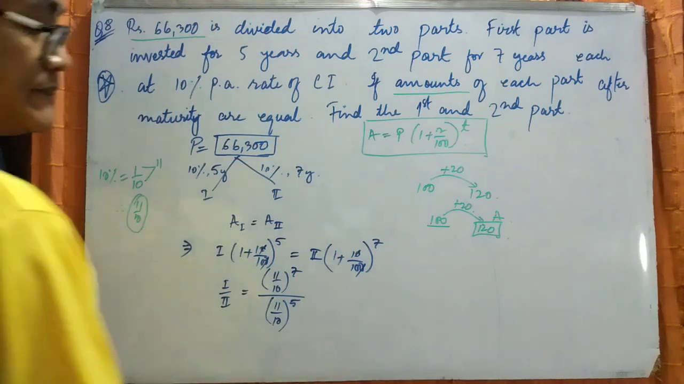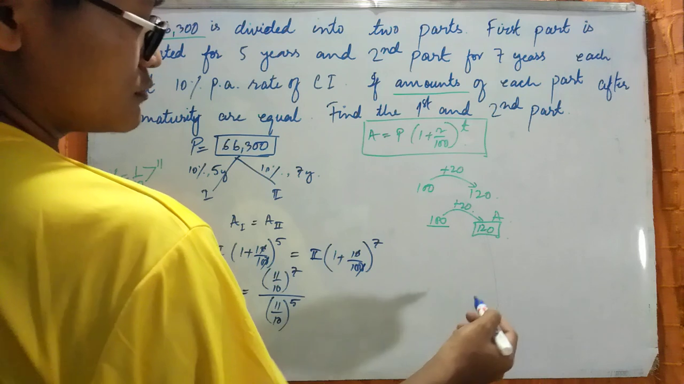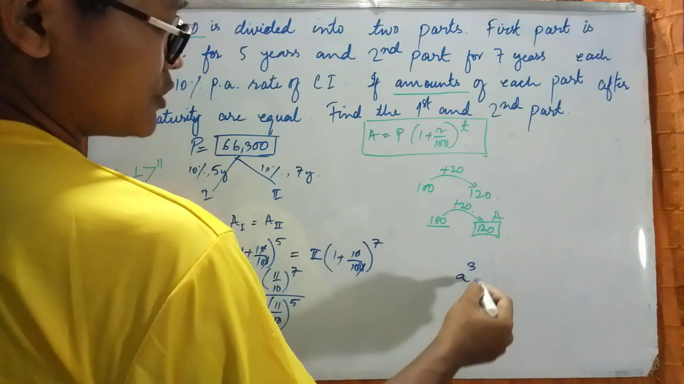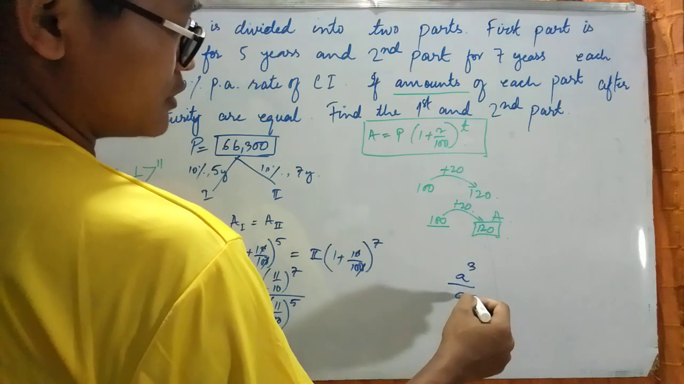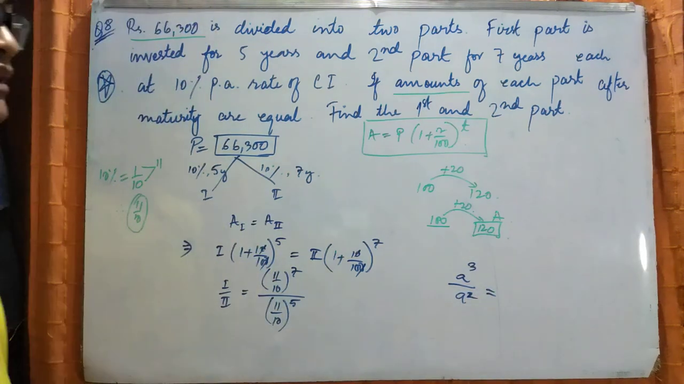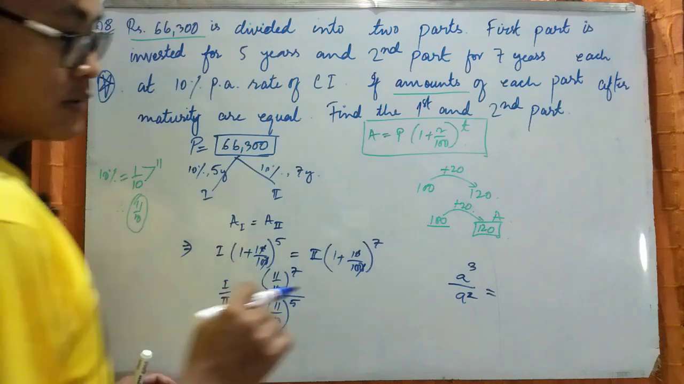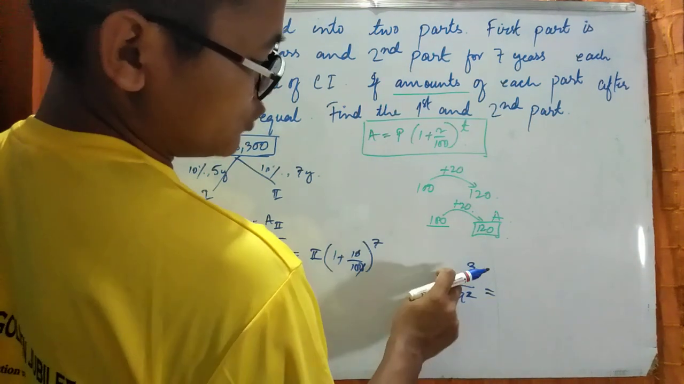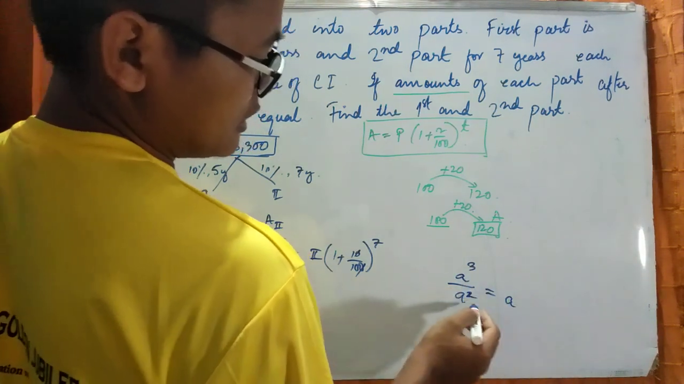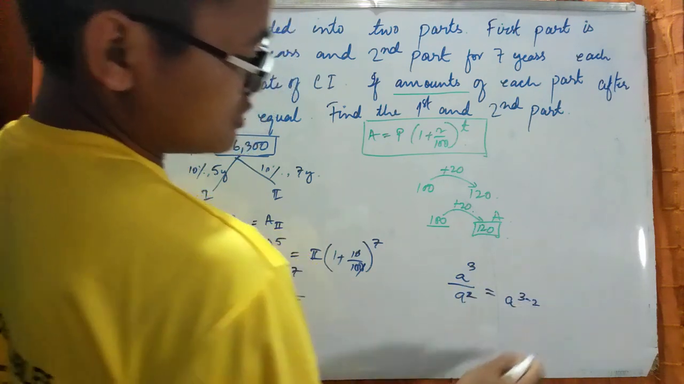Now, a to the power cube divided by a to the power 2, as in class 8 and 9. If the bases are the same, we subtract the powers: 3 minus 2.